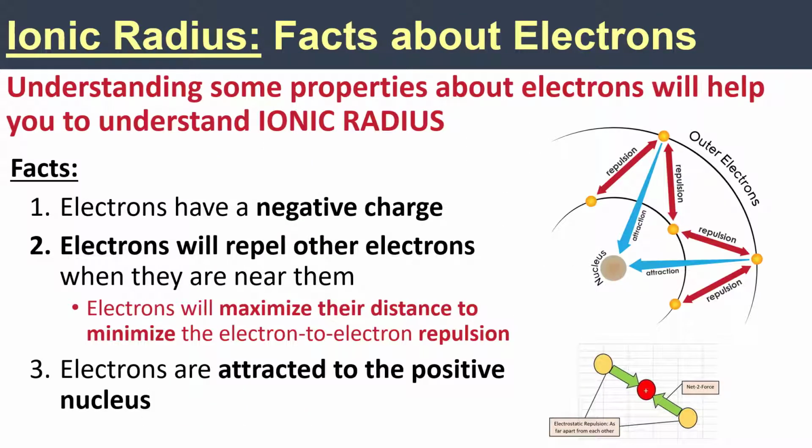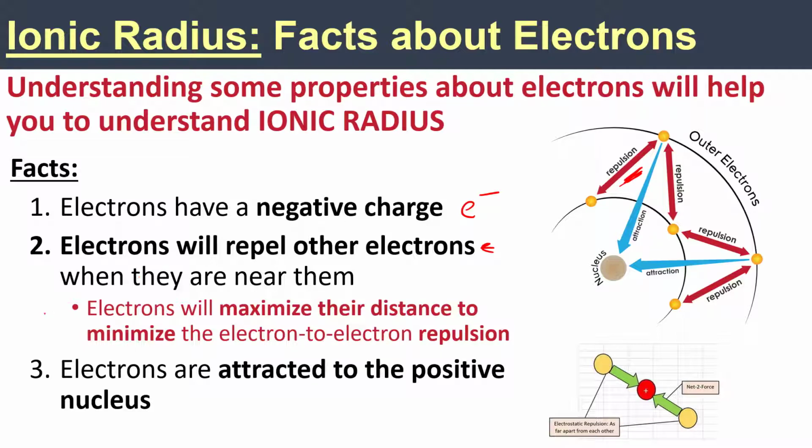it is time to talk about how structure of the atom dictates this property. And in order to understand ionic radius, you got to know some facts about electrons. So let's throw those at you right now. You should at this point understand that electrons all have a negative charge. And obviously, because all electrons are negatively charged, if you take two electrons and you put them next to one another, there is going to be electron to electron repulsion.